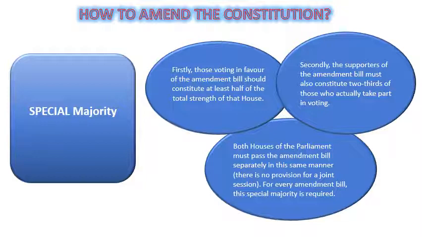These two conditions have to be followed separately in both the houses, because for passing of an amendment bill, there is no provision of a joint session by the Constitution. Therefore, special majority has to be followed by both the houses separately.